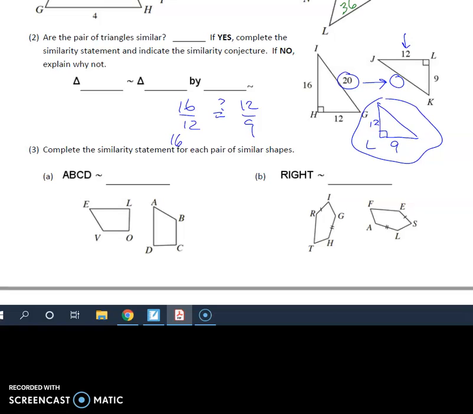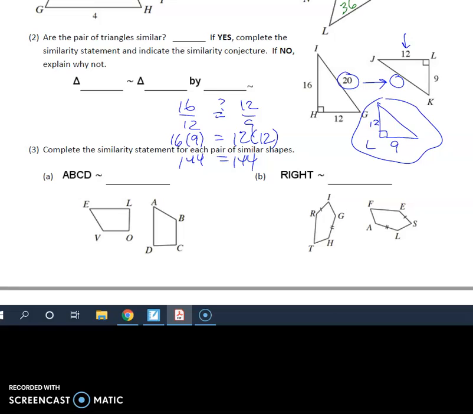I could take my calculator and take 16 divided by 12 and 12 divided by 9. We'll get the same answer with decimal numbers. I could also cross multiply and see if I get the same answer. If I take 16 times 9, I'll get 144. And if I take 12 times 12, I also get 144. So I do end up with a pair of sides that have the same scale factor, because the cross multiplication shows that. Or if I divide the two fractions, I'll get the same decimal number.